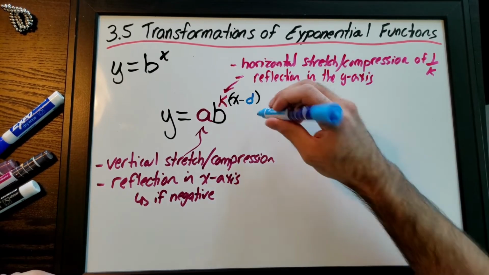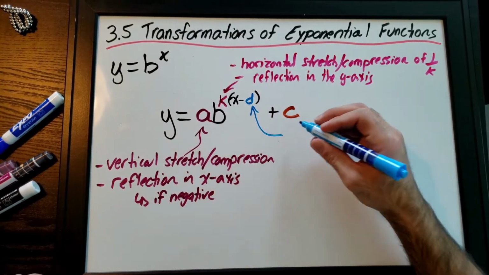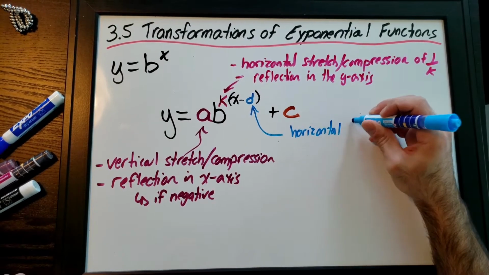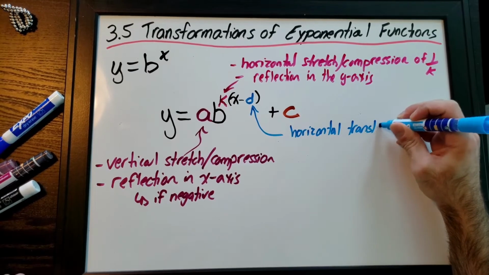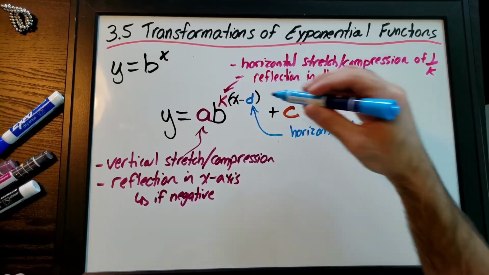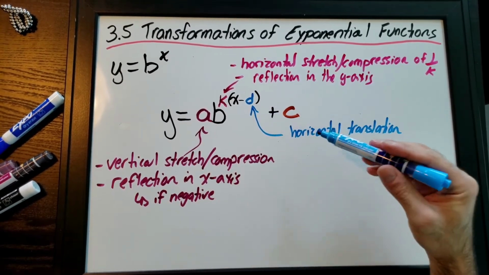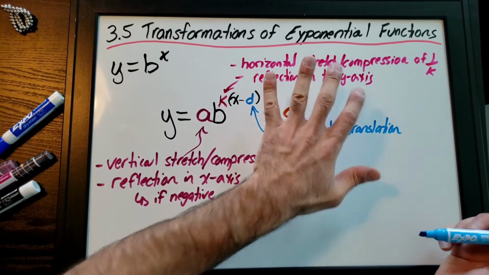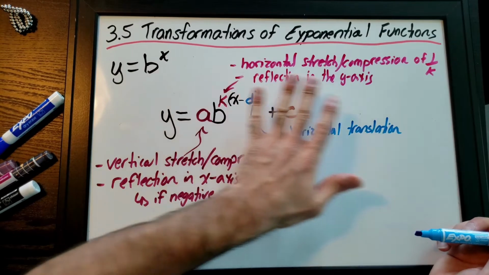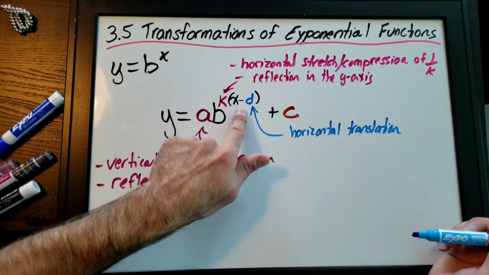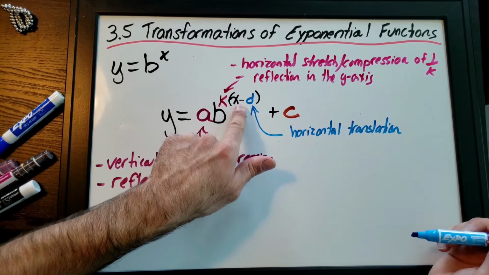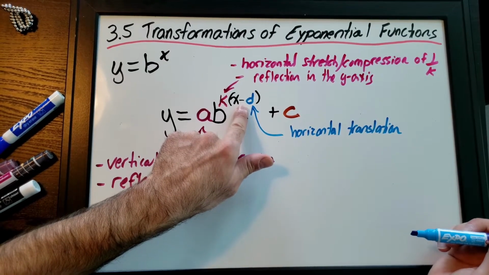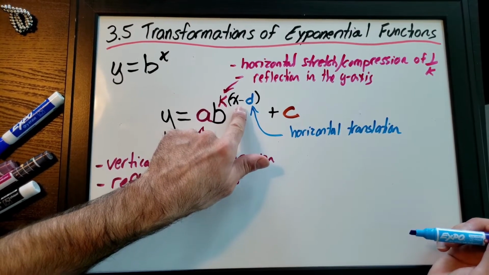Okay, next is the d value. The d value is our horizontal translation. Okay, so this d value just tells us if the function is moving left and right. We call that translating. Nothing is happening to the function, it's just moving left and right. Okay, and remember, it's always going to be opposite because the formula is x minus d. So in this case right here, d is actually positive, even though there's a negative sign in front of it, because the formula has a negative sign.